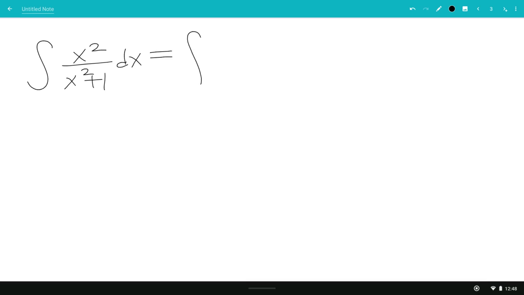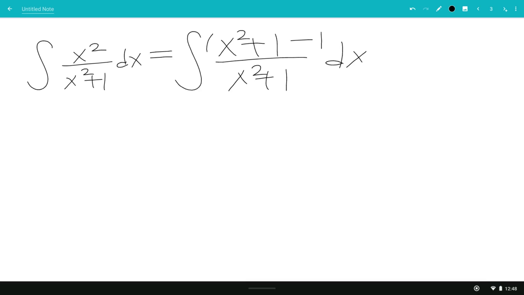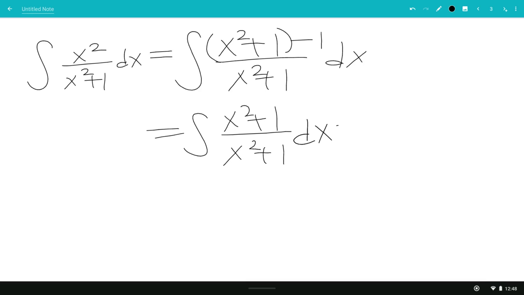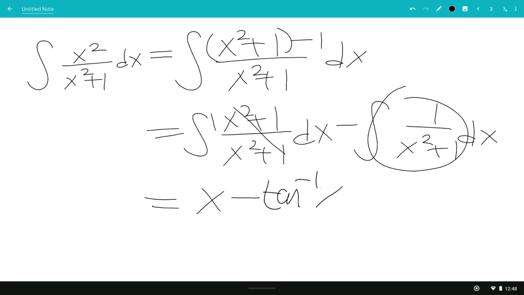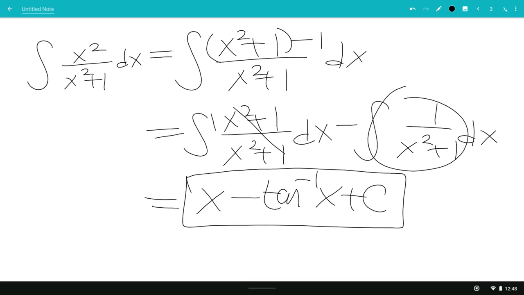So you have the integral of x squared plus 1 over x squared plus 1, and you have minus 1 dx. You put parentheses around those and you separate the integral. So you have the integral of x squared plus 1 over x squared plus 1 dx minus the integral of 1 over x squared plus 1 dx. This term is just 1. So the integral of 1 with respect to x is x, minus this integral, which is inverse tangent x plus c, and that's the answer.